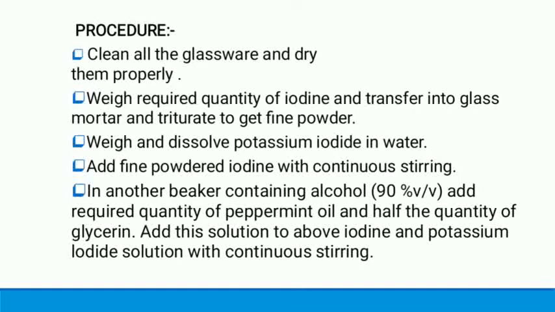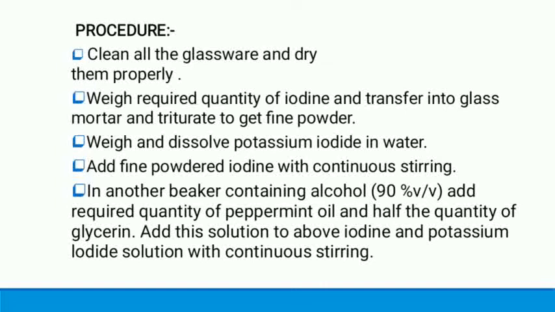You are going to add the fine powdered iodine with continuous stirring in the above solution. Now, in another beaker you are going to take 90% alcohol and add the required quantity of peppermint oil and half the quantity of glycerin, and this solution you are going to add to the above iodine and potassium iodide solution with continuous stirring.